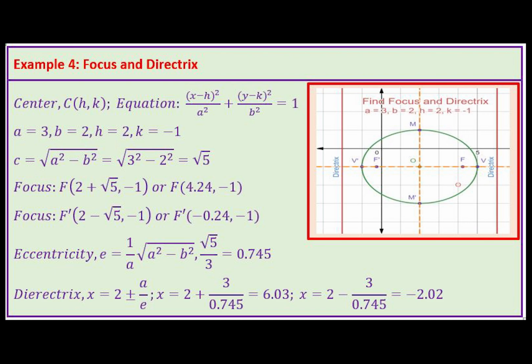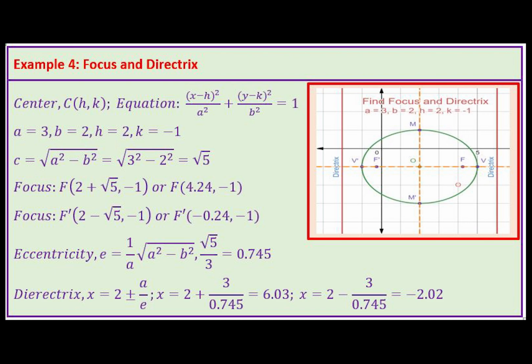From 3 and 2, we can find the value of c as the square root of 3 square minus 2 square, which is square root 5. To find the focus, it is h plus c and the k value, which is 2 plus square root 5, minus 1. 4.24 minus 1 is one of the focal points. The other one, from the value of h, you now subtract the c value. That gives you the x coordinate, and y being at minus 1. So it will be 2 minus square root 5, minus 1, calculated to 2 decimal places will be minus 0.24, minus 1.